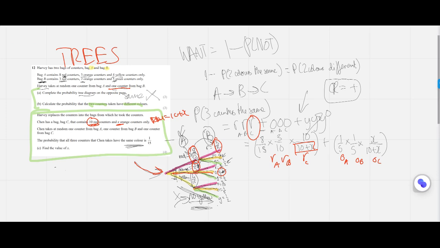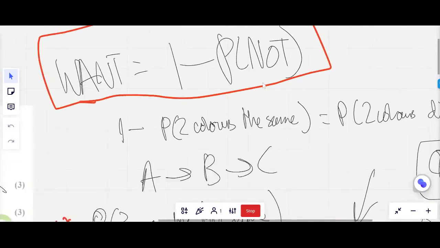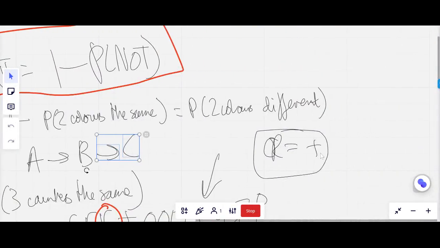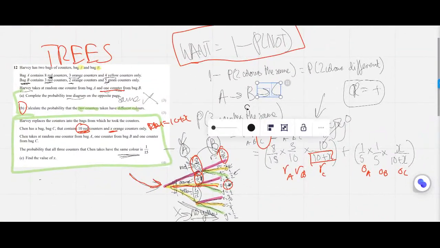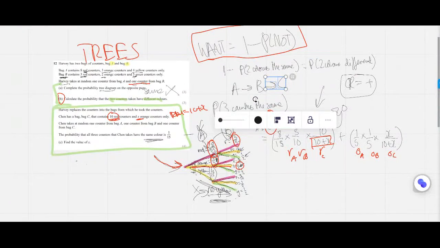And just a little hint for question B if you're doing this at home. It says calculate the probability that two counters have different colors. It's actually a lot easier to use the want equals 1 minus p not method, which is where you do 1 minus the probability of what you don't want is equal to what you want. So in this case, we don't want two colors being the same. So we do 1 minus the probability of two colors being the same, which is equal to the probability that two colors are different. Okay, so that's this line here in the middle of your screen. Now I haven't actually worked that out because it's menial, but you can do it at home if you like.